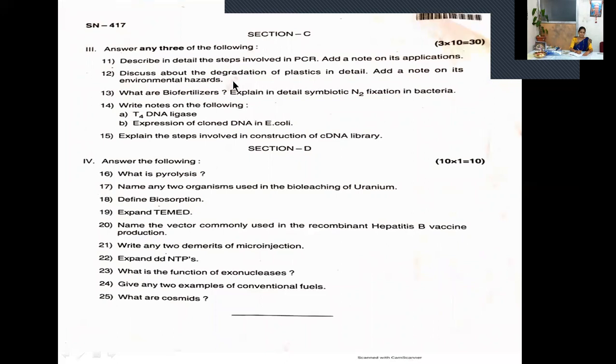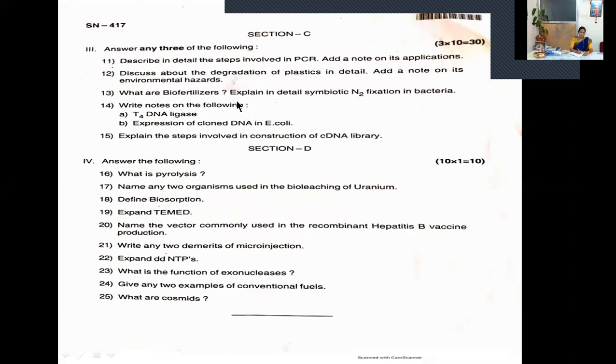Next, answer any three of the following. Describe in detail the steps involved in PCR. Add a note on its applications. 12th question, discuss about the degradation of plastics in detail. Add a note on its environmental hazards.